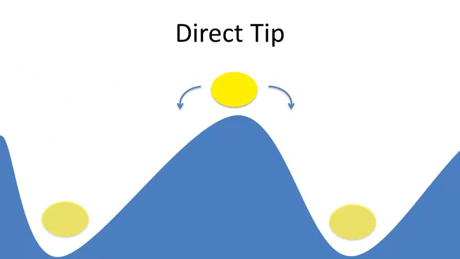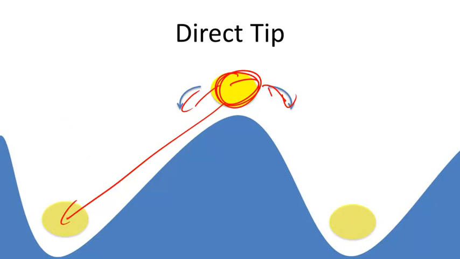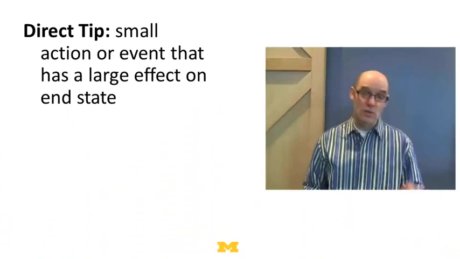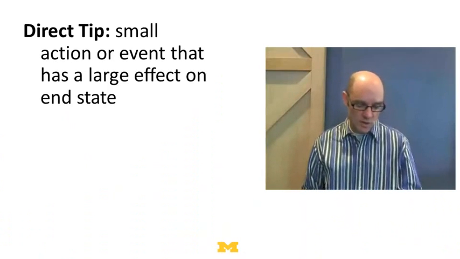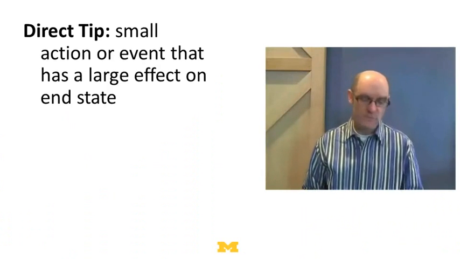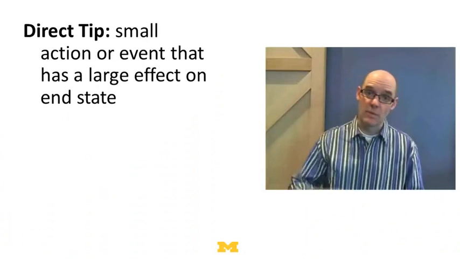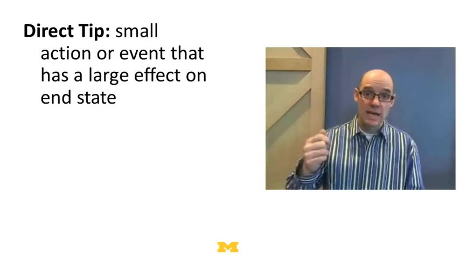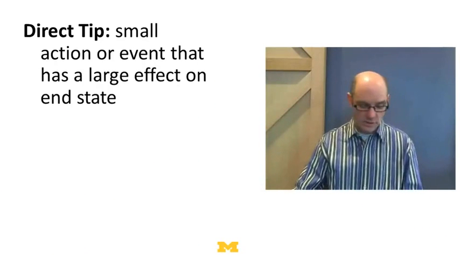That's what I'm going to call a direct tip. So you're sitting at some unstable point right here, and if I just moved it in either direction, right, I'm going to roll down the hill and either go to this equilibrium or that equilibrium. So that's a direct tip. A tiny change in the variable itself leads to a big change eventually, right, in the value of that variable. So formal definition, direct tip: a small action or event has a large effect on the end state, right? So you change the variable a little bit, and it has a huge effect on what happens in the long run.